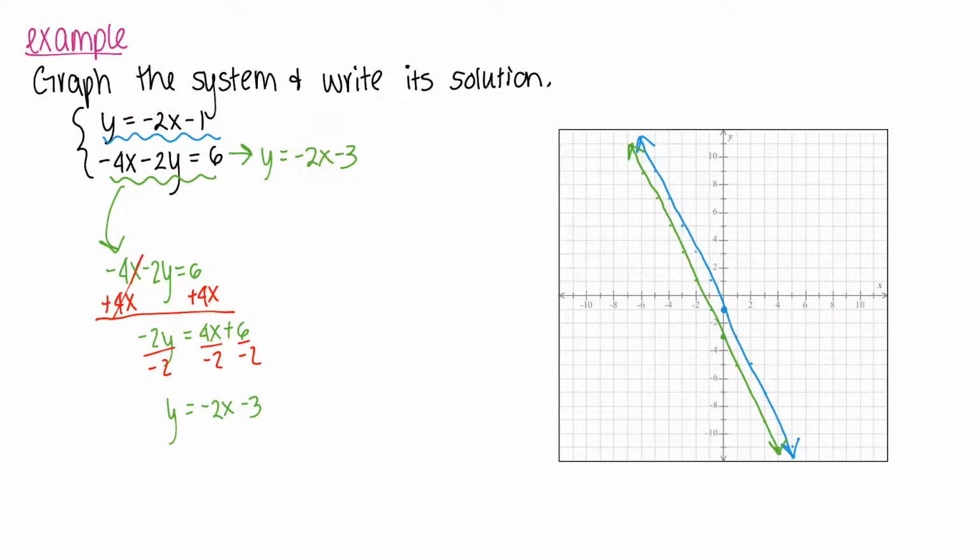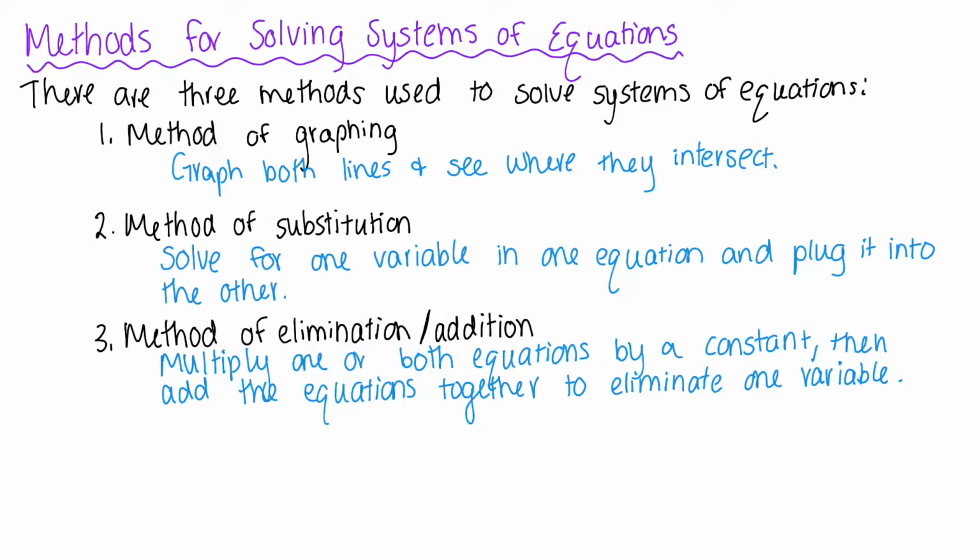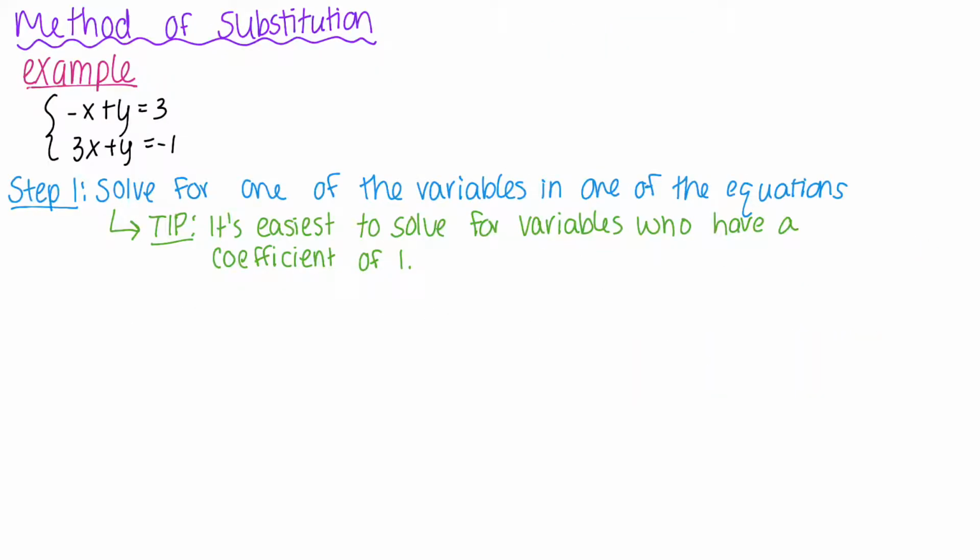If you notice, both of these lines have the slope negative 2. So because they have the same slope, they are parallel lines. They have the same slope, but different y-intercepts, which makes them parallel lines, meaning that they never intersect. So we're going to have no solution on this one because they do not intersect anywhere. So that's that for the graphing method of solving systems. Let's go look at our remaining two methods. Let's talk about the method of substitution and kind of go through what this process looks like.